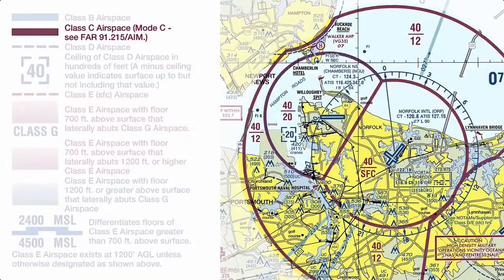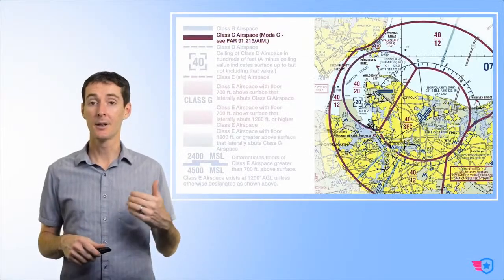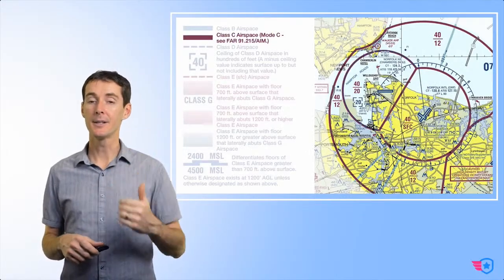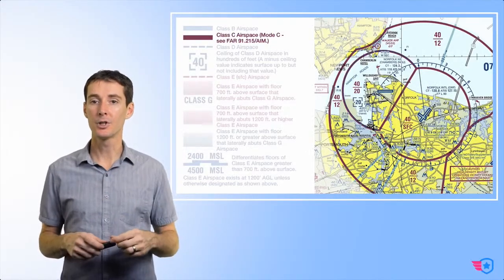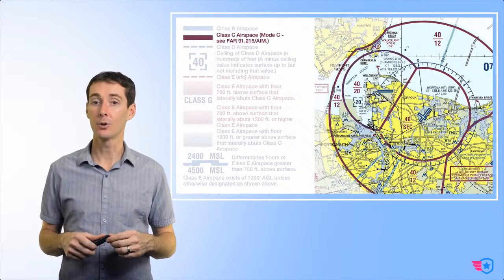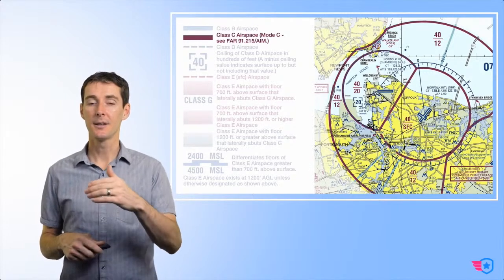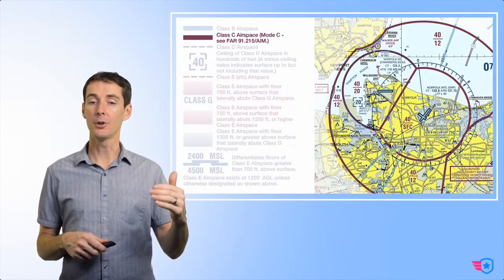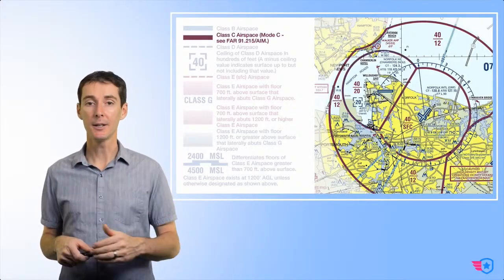Class C is going to be the solid magenta. Again, the same information is available, 1,200 feet to 4,000 feet, surface to 4,000 feet. Again, this is all mean sea level numbers. This is Norfolk, Virginia, so this is going to be at sea level or close to it. So in this case, the mean sea level numbers are close to the AGL numbers.